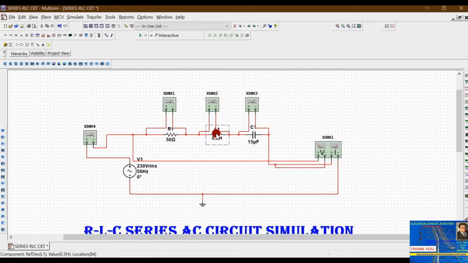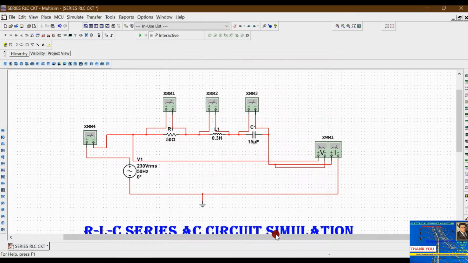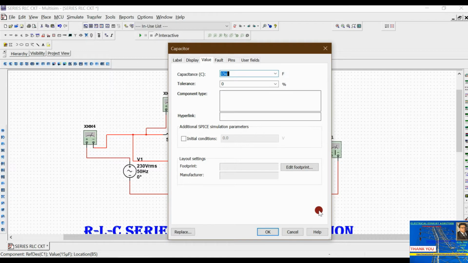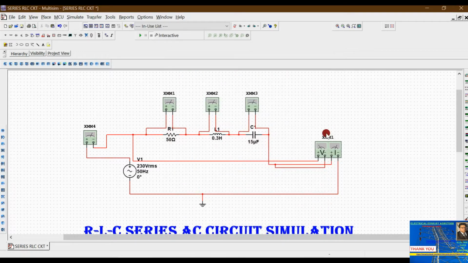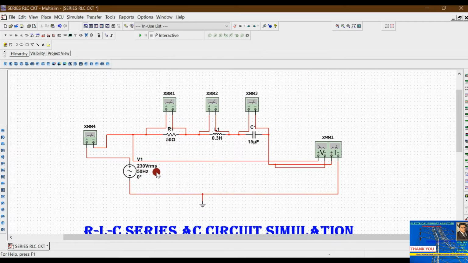Then double clicking on the inductance, you can see I have taken 0.3 Henry. Then the capacitance value, you can check, you can put any value, 15 microfarad is there. You can also rename it, whatever name you want to write. Then the AC voltage source: single phase, I have taken 230 volt single phase RMS voltage, and frequency 50 hertz, and no phase difference.